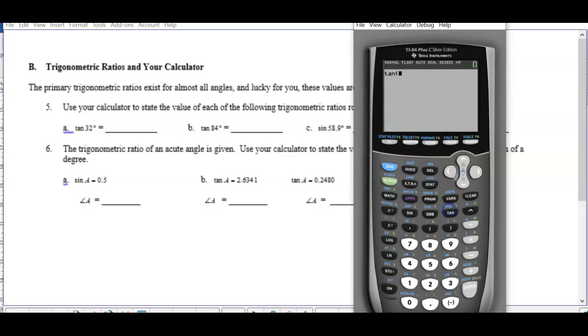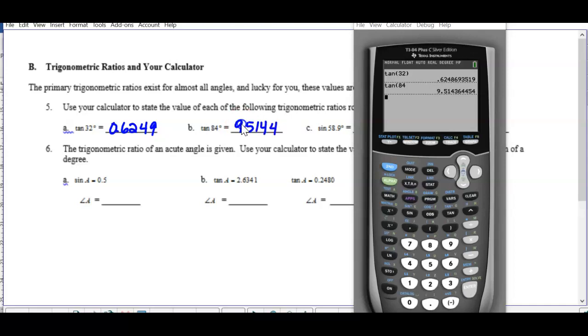Let's enter tan, there's a button for it. Tan of 32, close the bracket, enter. It says 4 decimal places, so 0.6249. Then tan of 84. If you don't close the bracket, and that's all that you're doing, it doesn't matter. But if you're doing a multiplication or something like that, then you need to close the bracket.